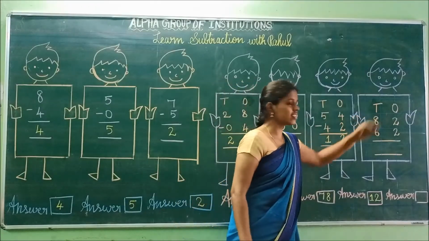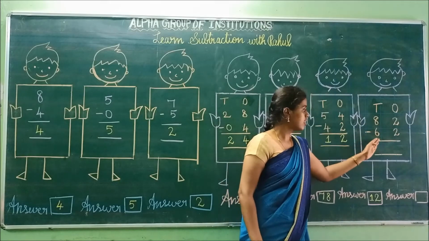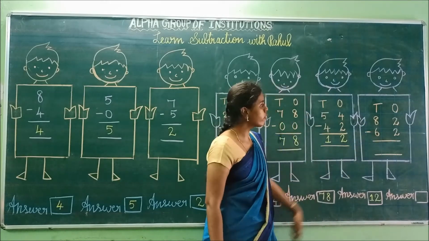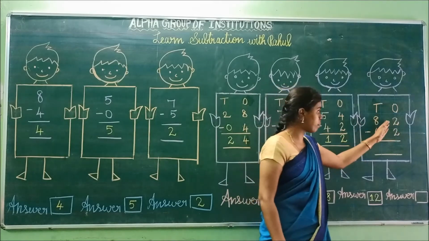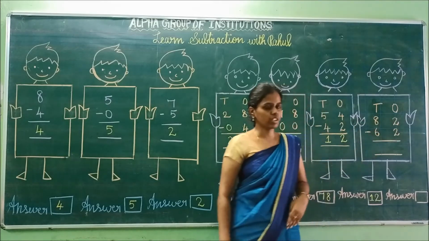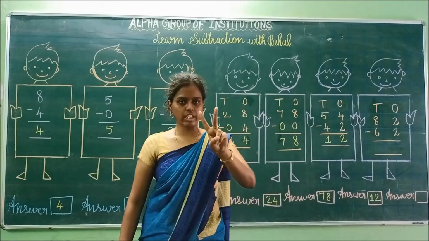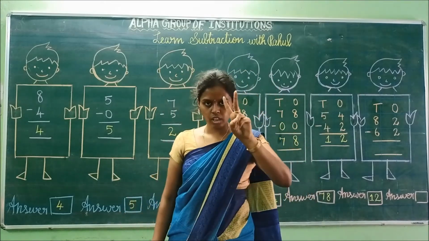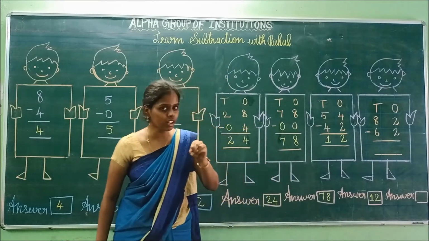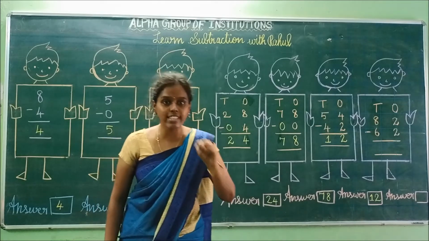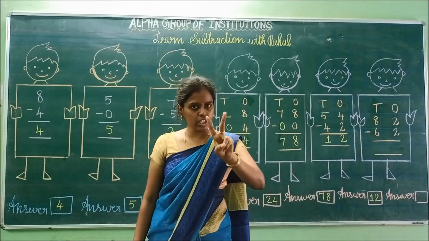Now, moving on to the next sum. What are the numbers here? 82 and 62. Okay, first we should subtract the numbers in the ones place. We are going to subtract 2 and 2. So, keep 2 in the mind, take 2 in the fingers. Before 2, 1, 0. What will be the number before 1? We will be having the number 0 before 1. So, 2 in the mind, take 2 in the fingers.